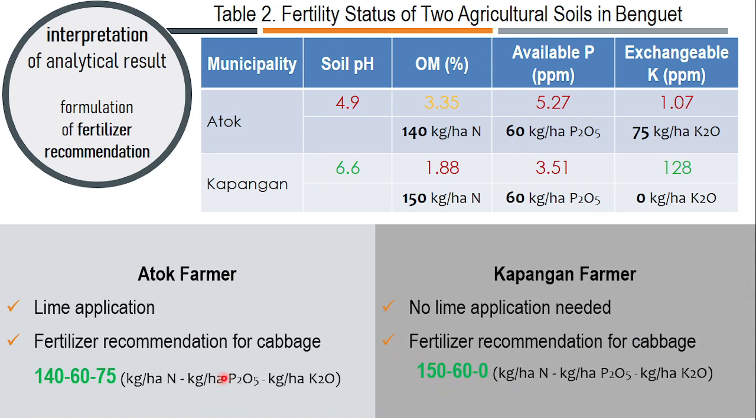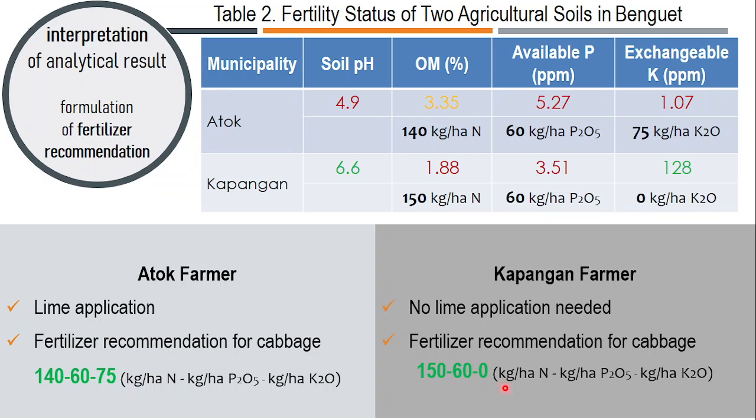For the Kapangan farmer naman, no lime application is recommended since yung pH naman ng soil is within the range sa requirement ng cabbage. And for the fertilizer recommendation, he only needs to apply 150-60 kilograms of nitrogen and phosphorus. No need for potassium since nasabi natin kanina na sapat na yung potassium content ng kanyang soil. So, dito, makakatipid siya ng potassium fertilizer, si Kapangan farmer.